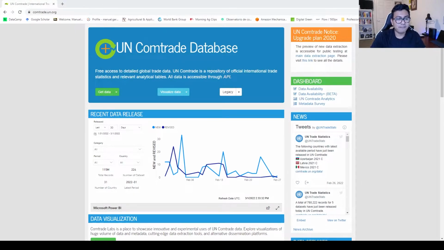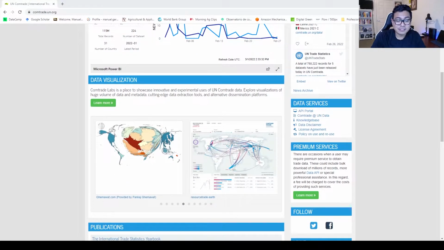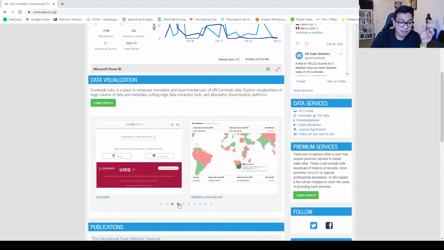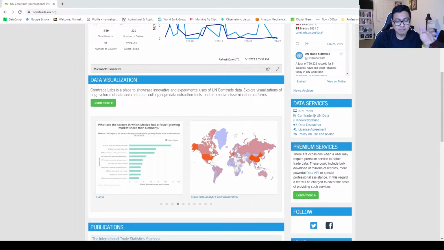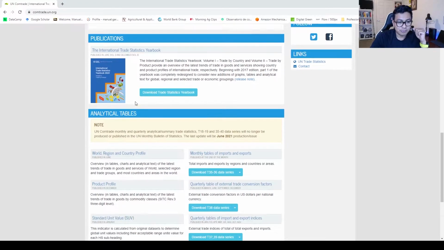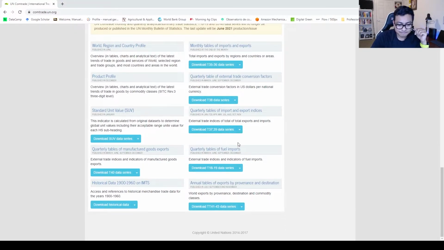So first, you're gonna find the recent data released, data visualization. If you wanna explore in a more dynamic way some of those aspects in trade, you can find some interesting information here. If you're interested in looking for publications on trade, probably take a look at this part. Analytical tables. If you are interested in a specific one of these tables and you want to do further analysis, take a look at this part.